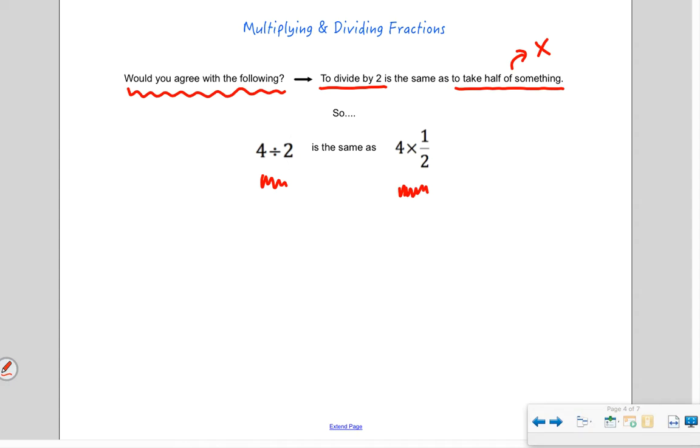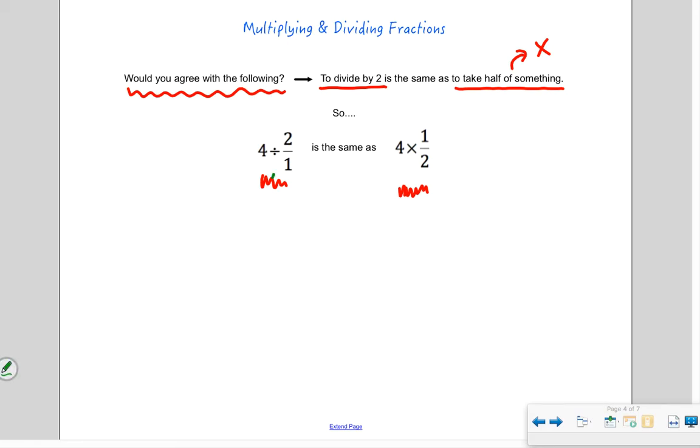Okay, there's a connection here, and I'm hoping you guys can see it. I think it will be easier to see if we remember that the whole number 2 is the same as writing 2 over 1, 2 wholes. That's kind of how you take a whole number and make it look like a fraction. So instead of writing 4 divided by 2, why don't we write it like that? 4 divided by 2 over 1.